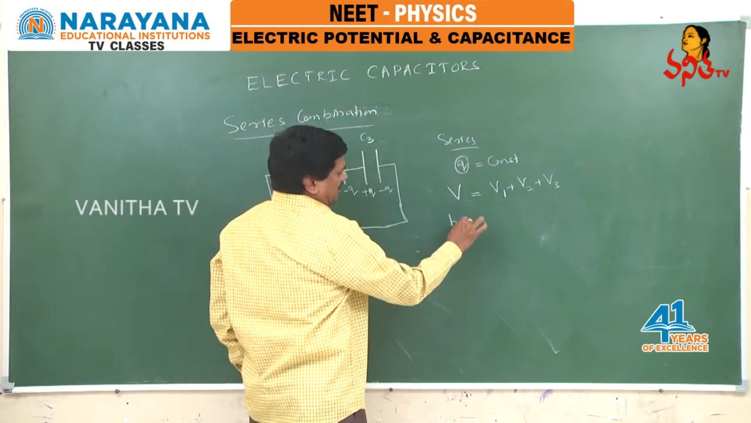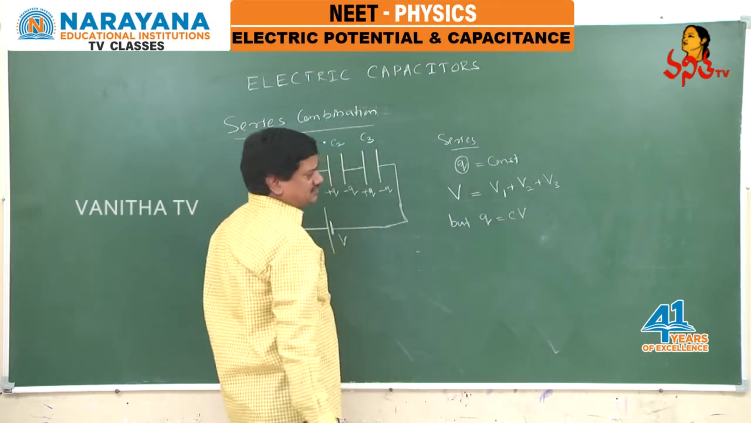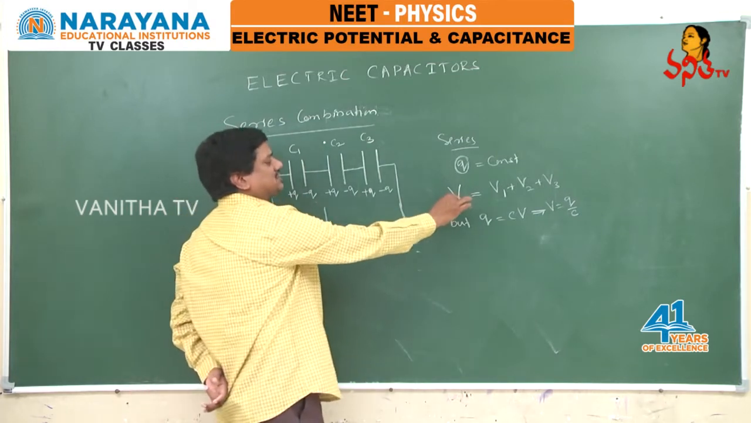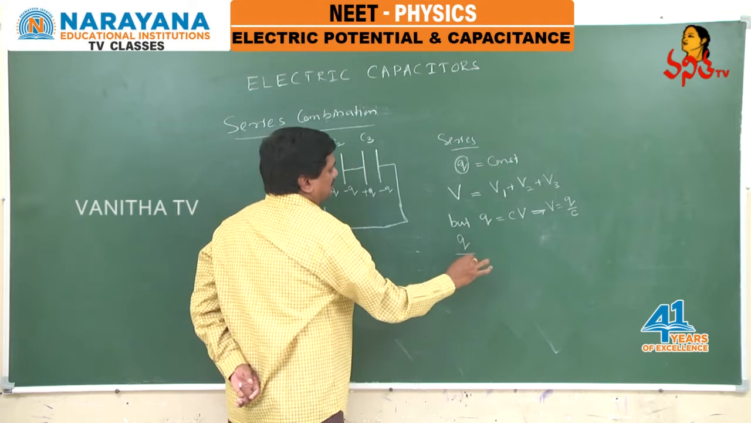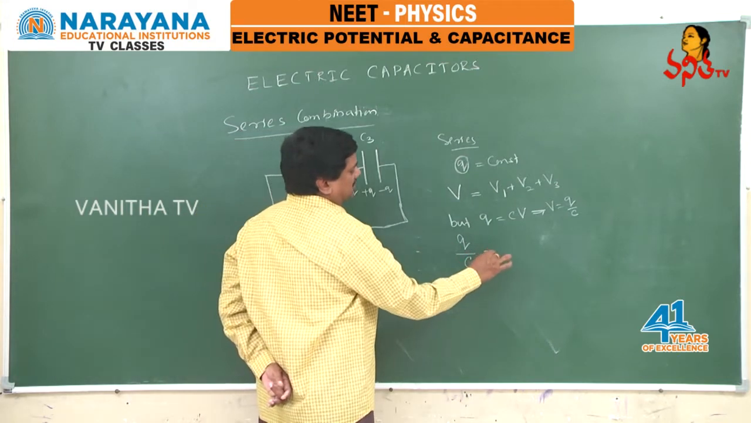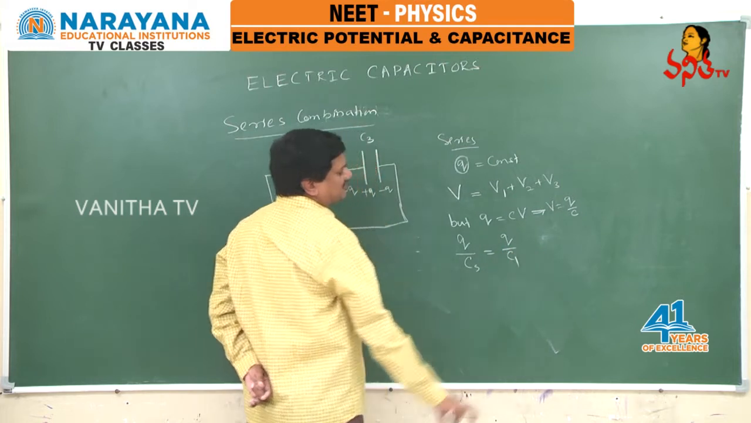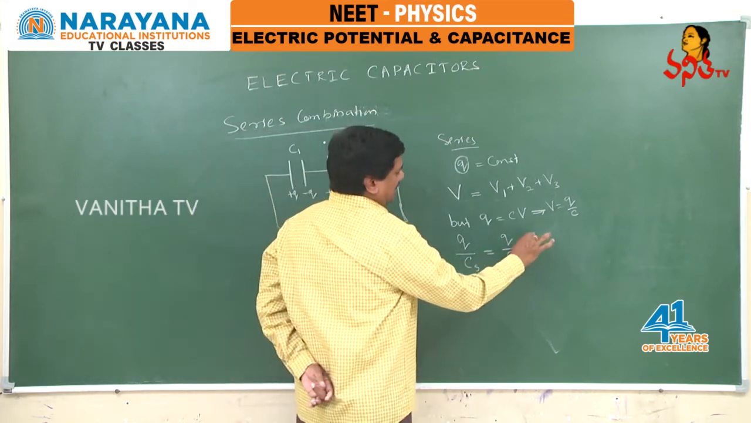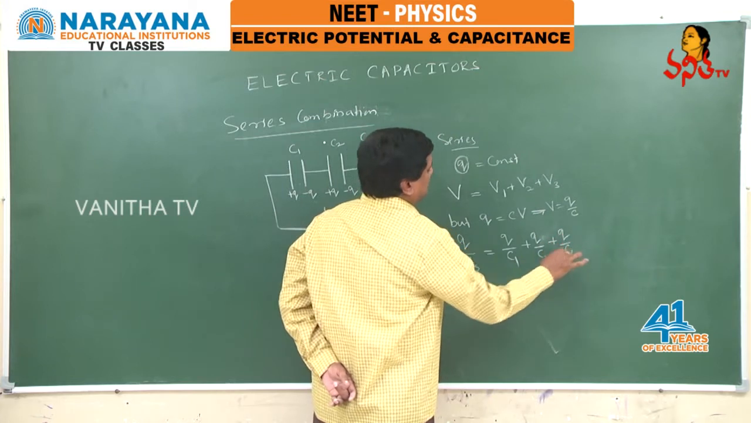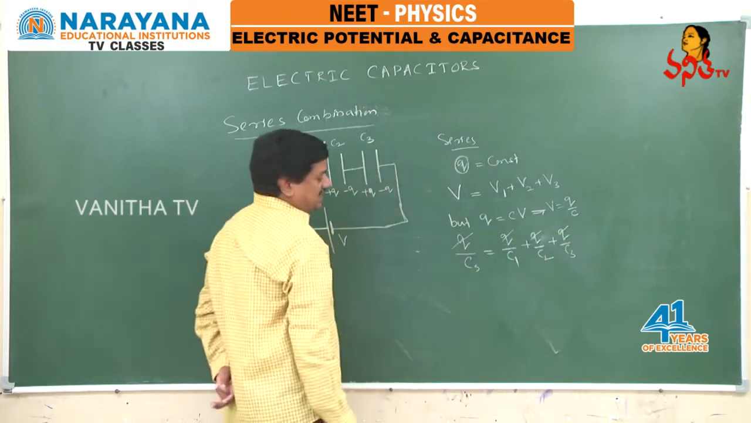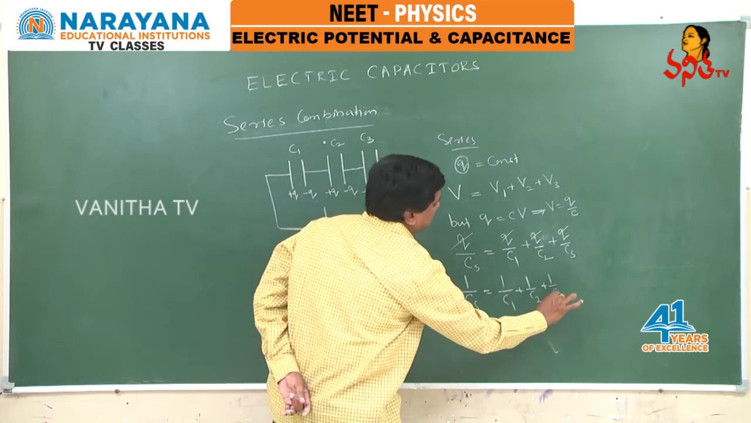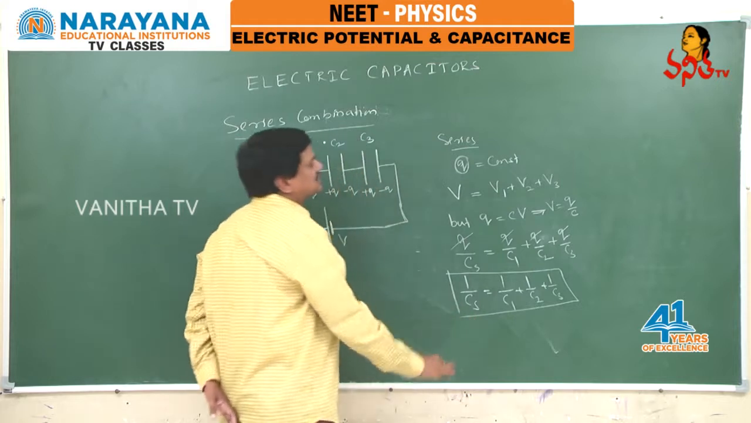But from the basic formula for capacitance, Q equals CV, we can write V equals Q by C. If I substitute in this equation, V is Q by the effective capacitance in the series combination, which I write as Q by Cs. It equals V1, which is Q by C1, plus Q by C2, plus Q by C3. Q is the same and is there in every term, so I can cancel it. And 1 by Cs in series combination equals 1 by C1 plus 1 by C2 plus 1 by C3. So this is the effective capacitance in series combination.